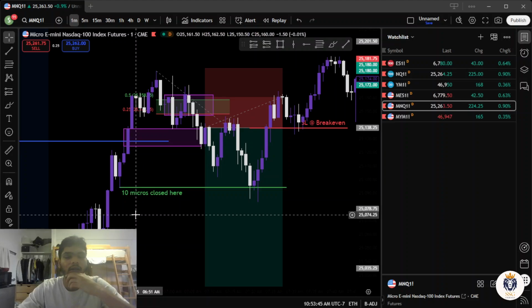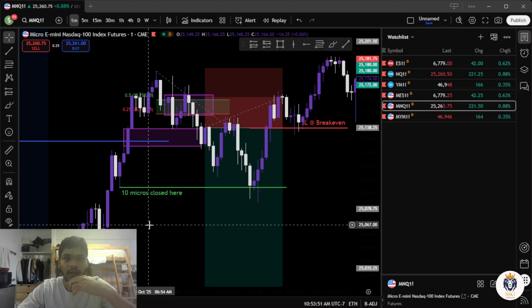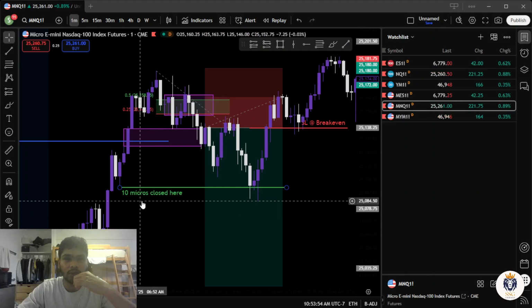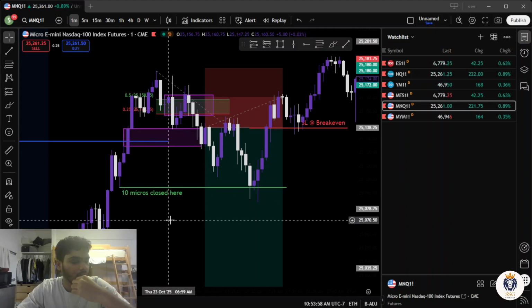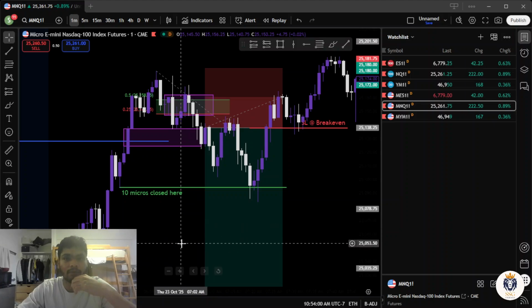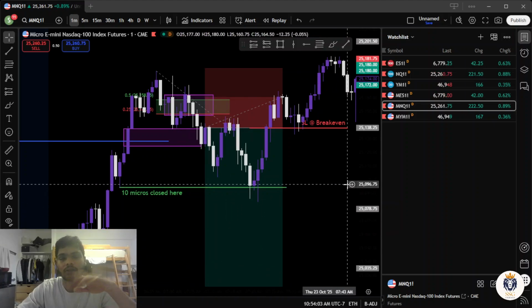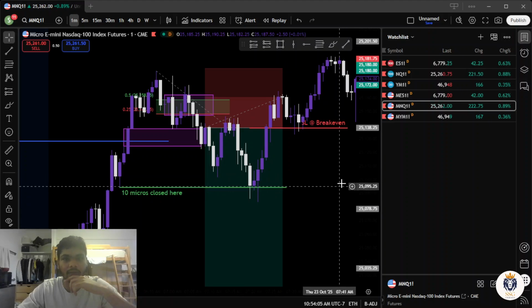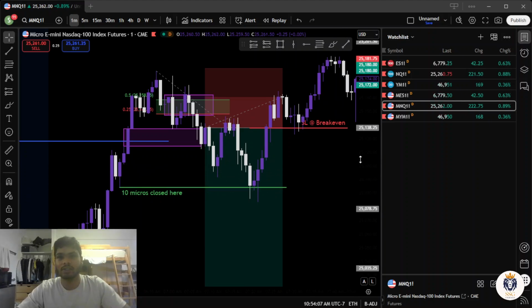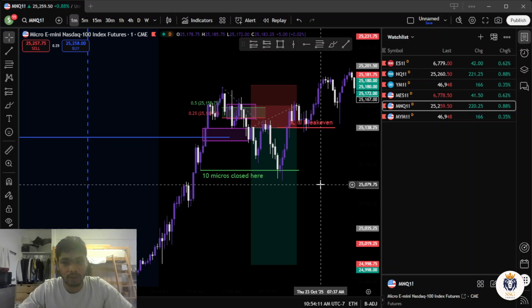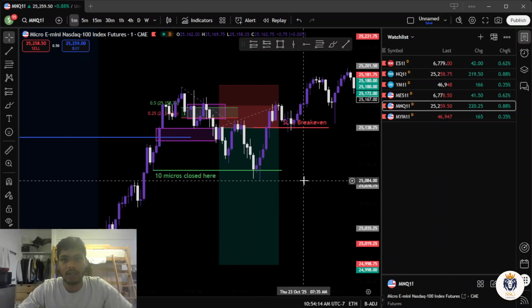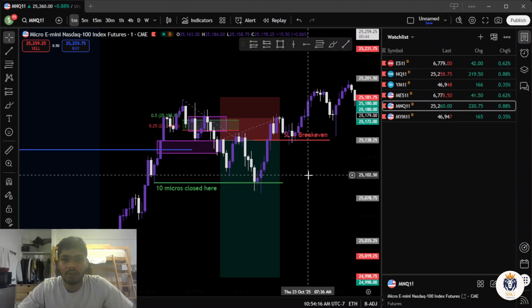I entered and risked 23 micros, that was $500.25, and with the 10 micros at a 1-to-1, we made, sorry, $217.5. So, pretty decent trade. Even for a partial TP, over $200 is great. So yeah, I say it's a good trade.